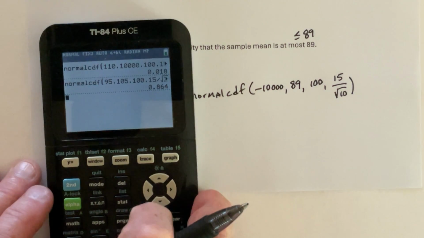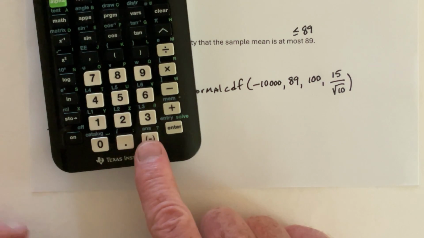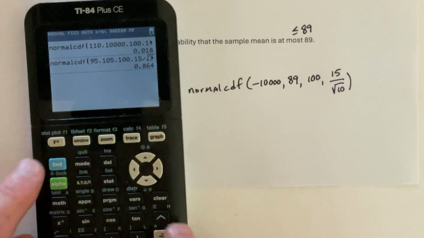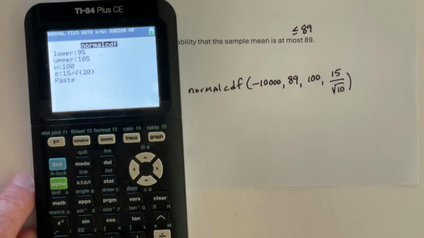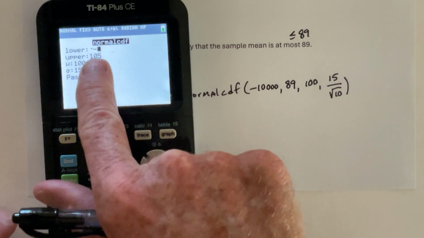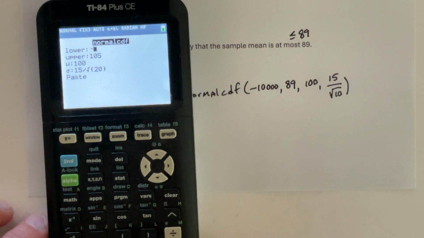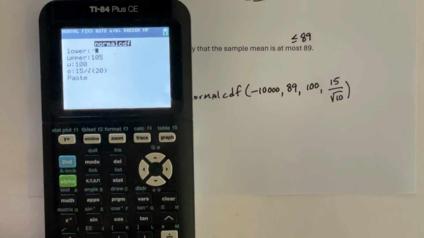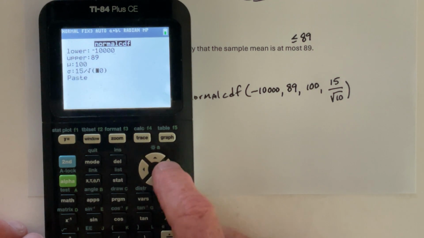All right, let's see how much that equals. And again, when you're using negative, make sure you use this for the negative. So do the second distribution, the normal, make sure you use the negative symbol. So look, if you use this, which is subtract, the calculator goes, the second one means subtract, the first one means negative. So that's a negative. All right, so from negative 10,000 to 89, and then this is almost done, I just need to change this to a 10.